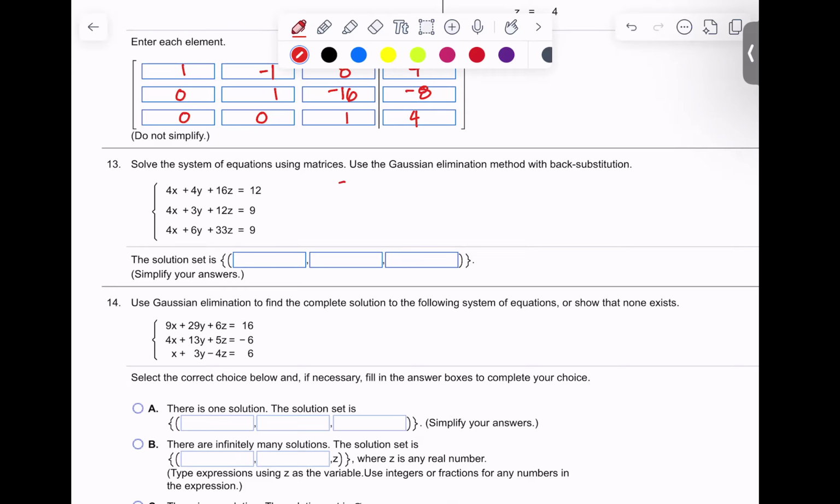So what's my augmented matrix? I have 4, 4, 16, 12, 4, 3, 12, 9, 4, 6, 33, 9. Okay, I'm going to do a quick check. 4, 4, 4, 4, 3, 6, 16, 12, 33, 12, 9, 9. All right, so now I'm going to go to my calculator and put that augmented matrix in.